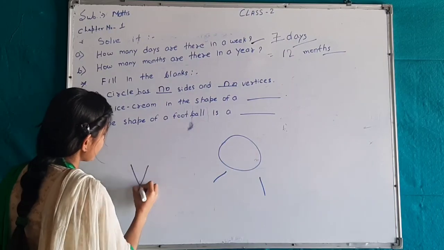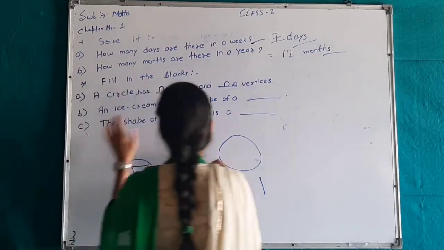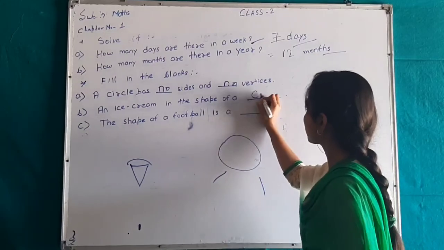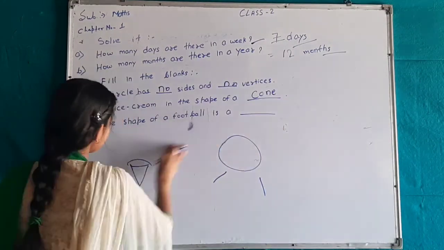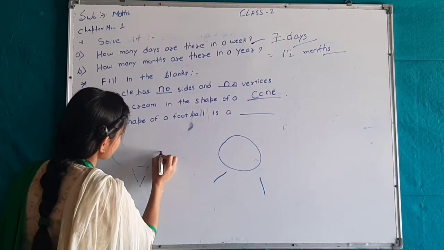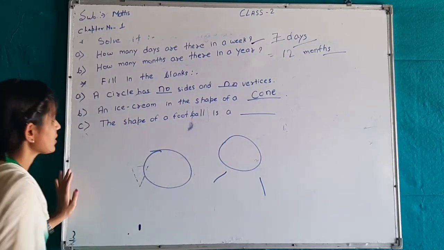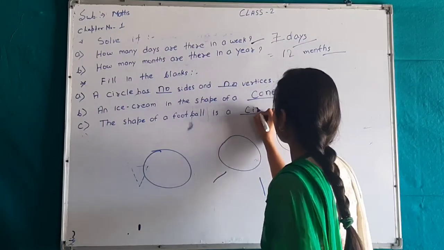Ice cream is in the shape of a cone. The shape of a football is a circle.